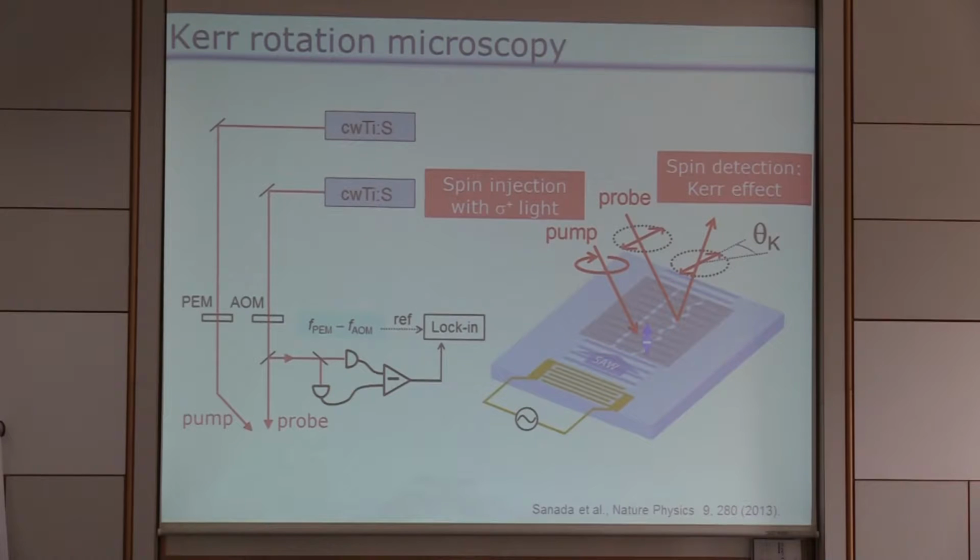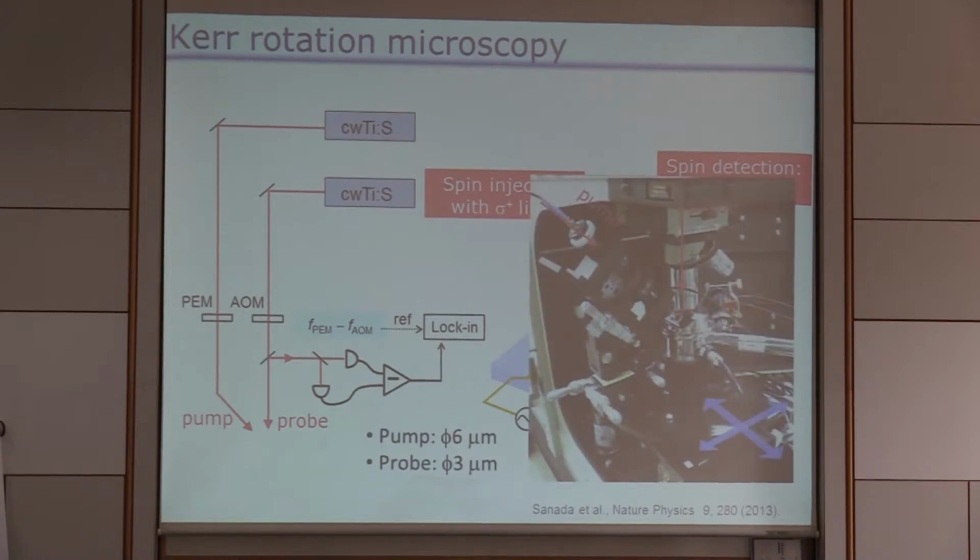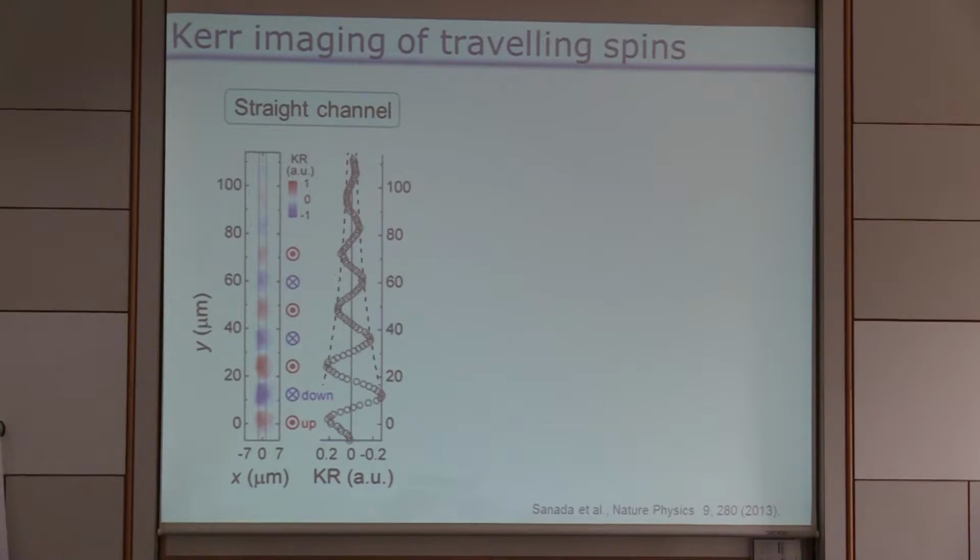We measured the spin dynamics with the same setup I have shown already, and this is the data. We excited spin-polarized electrons at this position and transported them along this direction. We see the signal oscillate with some frequency, and we observe the signal even at 100 microns. So this data shows successful carrier transport along the straight channel.